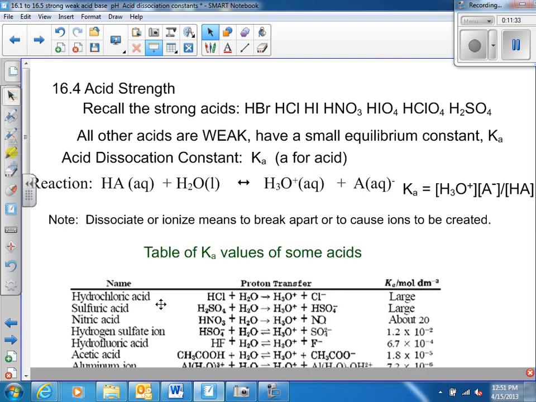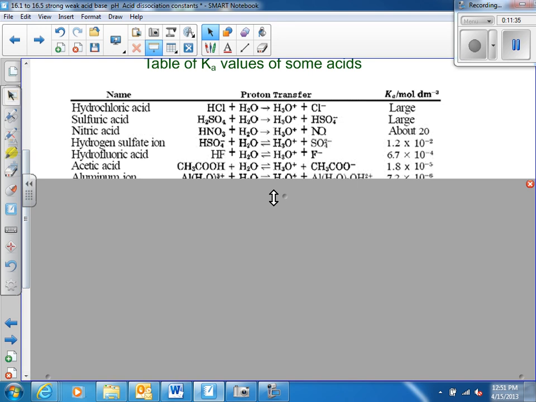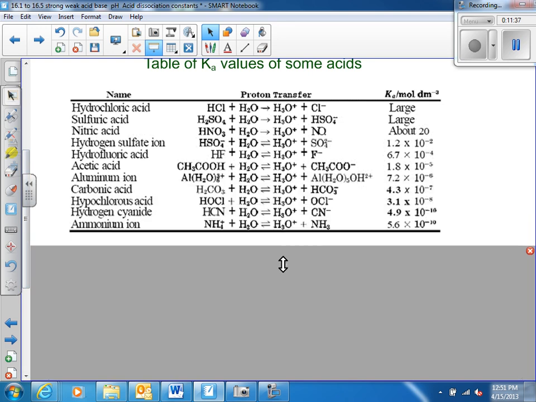All right, and here are some Ka values. We will be using these. Notice here are 2 strong acids. Actually, all 3 of these are strong acids. And they give you a Ka for this one, approximately 20, which means there's 20 times as much NO3 minus as HNO3. And these 2 are larger than 20. Okay, and as we go down this particular group, the Ka gets smaller and smaller and smaller.